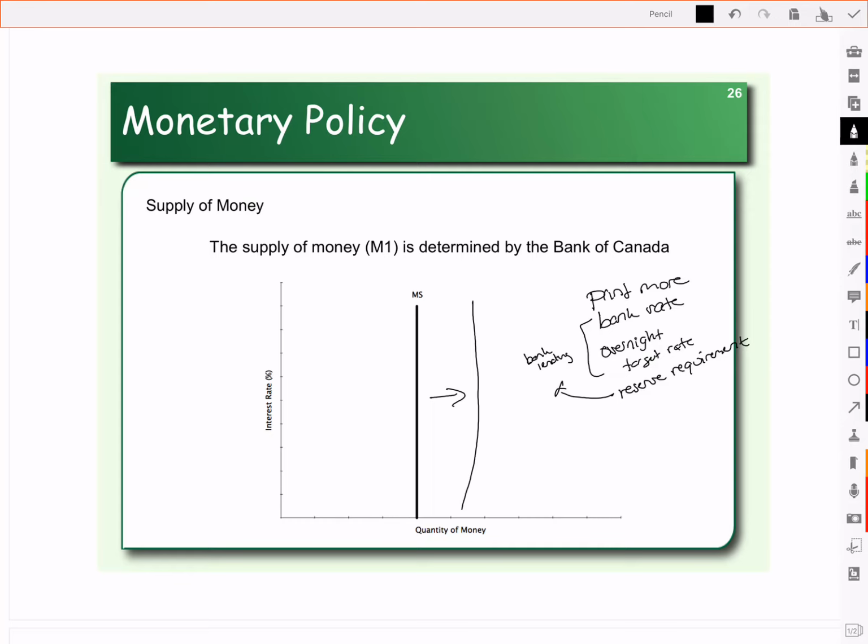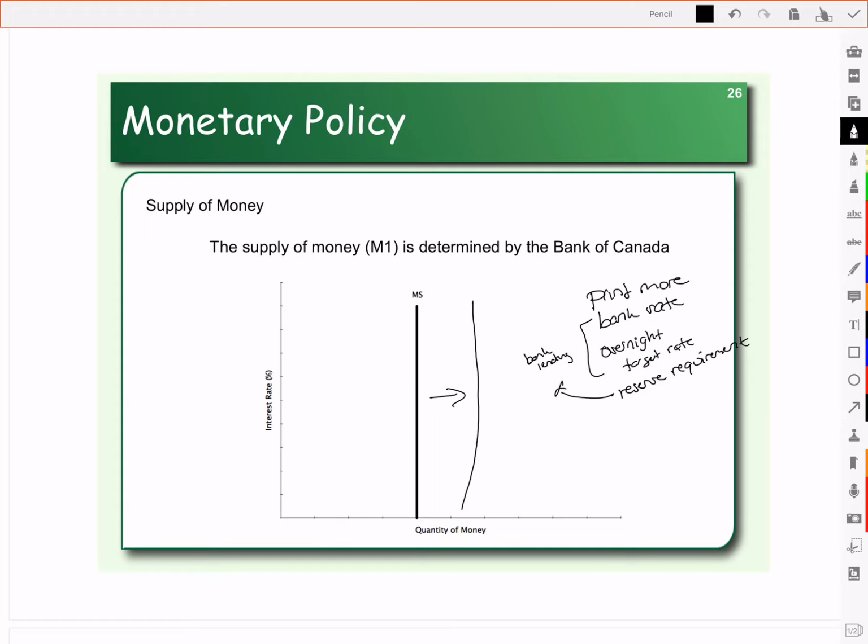Now, typically, banks do raise their prime rate when the bank rate and the overnight target rate go up, because if it's more costly for them to borrow, it's going to be more costly for you to borrow. But they don't have to. And so when we graph the money supply, it's a vertical line because it does not depend on the prime rate or other interest rates.